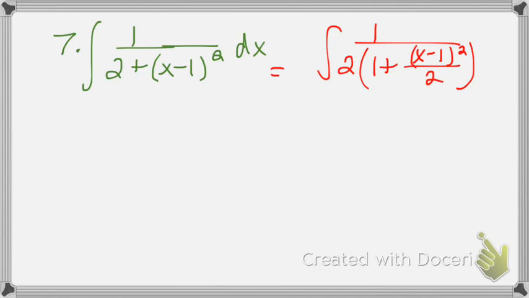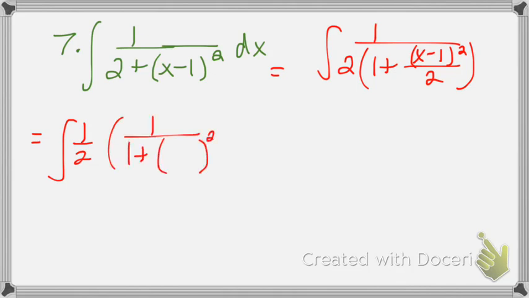Alright, and I need to rewrite it to make it 1 over 1 plus something squared. Just take the square root of the 2. Alright, time for u substitution since u is not just x anymore.